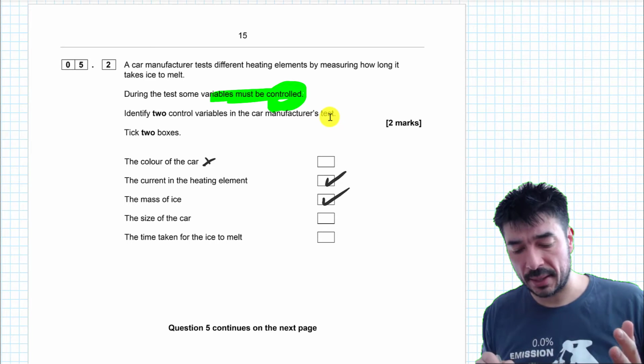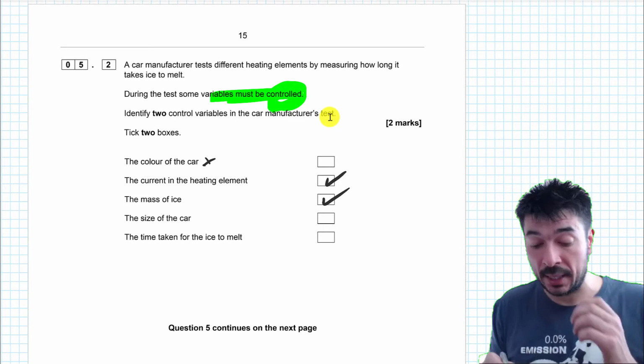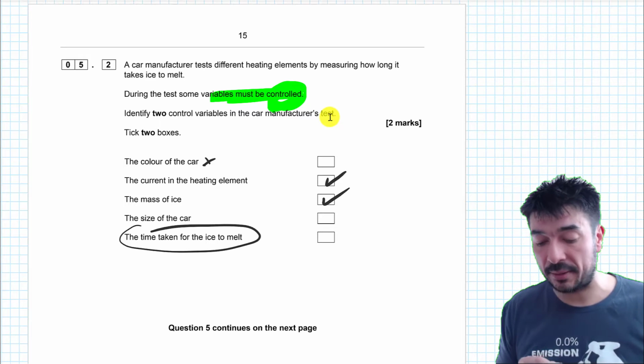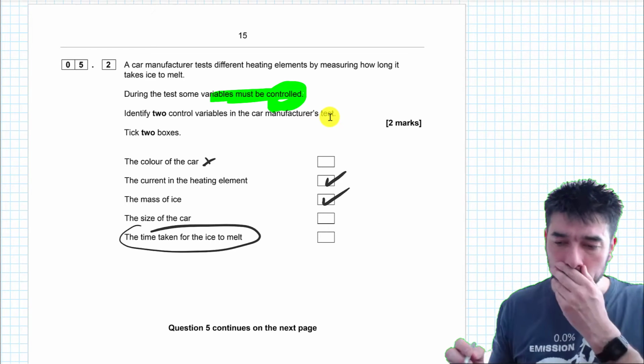The size of car doesn't really matter. The time taken for the ice to melt is what we're measuring. That's what we're actually interested in finding out about, so that's definitely not going to be controlled.